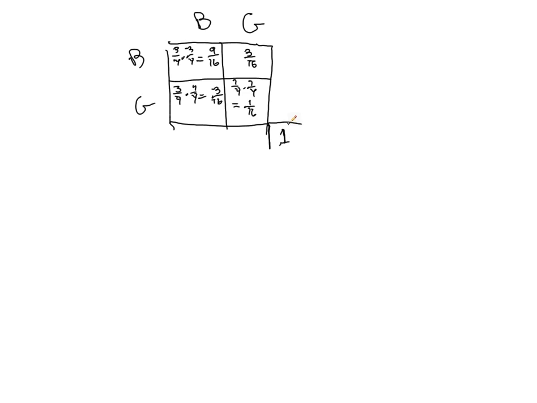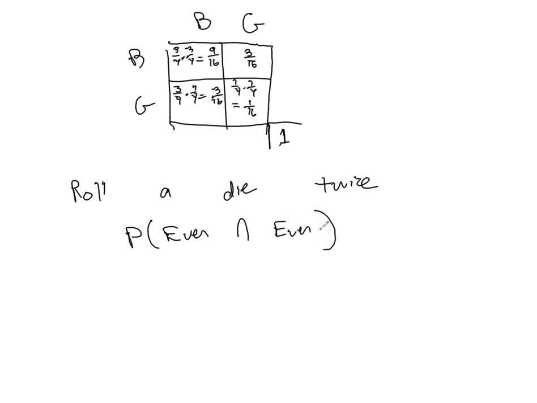So we again get the same probability space, but keep in mind that it's not just a 1/4 probability that you get a boy and then a boy, or a girl and then a girl, or a girl and then a boy, etc. Let's consider one more example. Suppose that we roll a die, you roll it twice, and you want to know the probability of getting an even on the first roll and an even on the second roll.